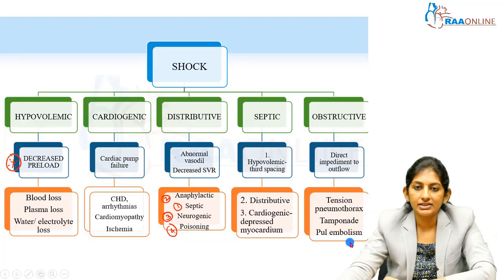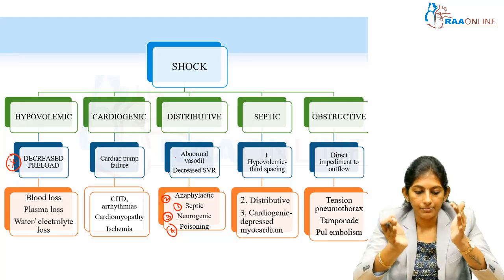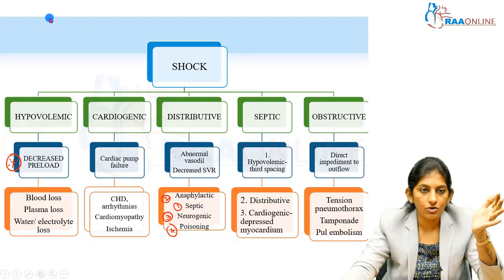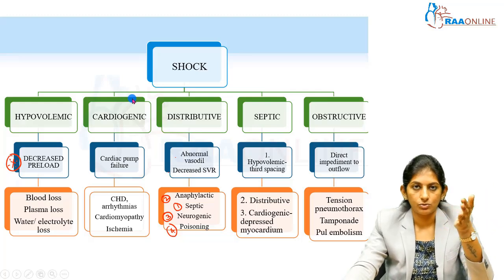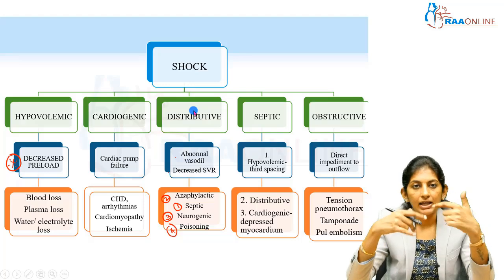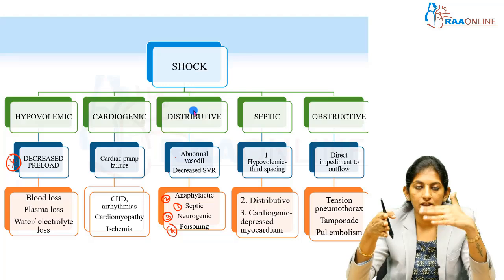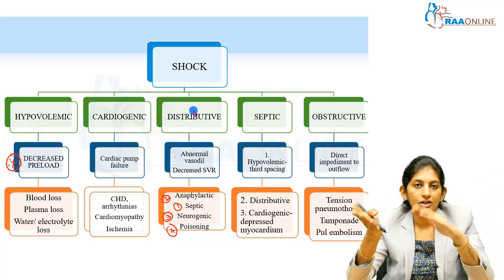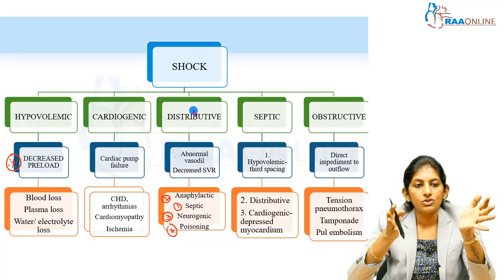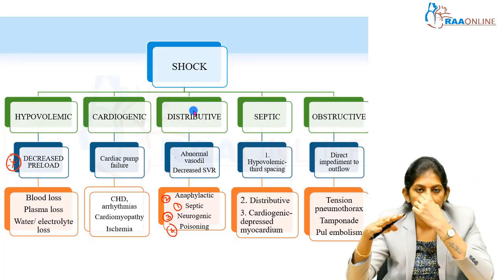Coming to the next type of shock, septic shock. Septic shock can present like any of the 3 we have seen so far. It can present like a hypovolemic shock, like a cardiogenic shock, or like a distributive shock. The timeline will vary. It can present like a distributive shock initially and then like a cardiogenic shock, or like a distributive shock and then go on to a hypovolemic shock. So, septic shock can present like any of the 3 shocks we have just described.